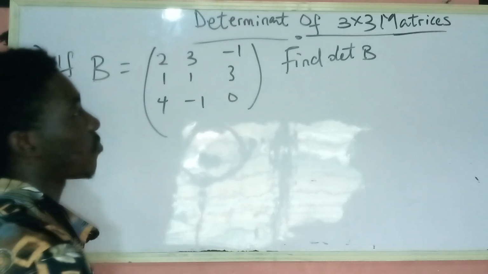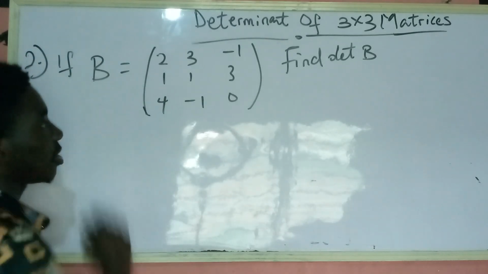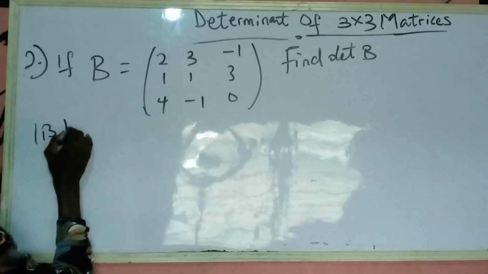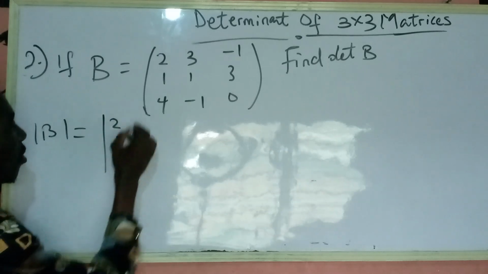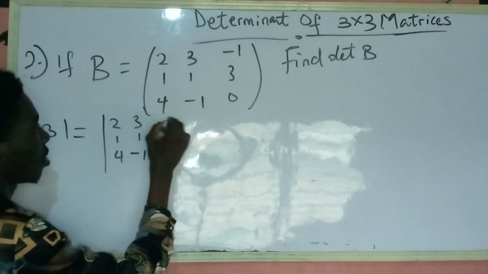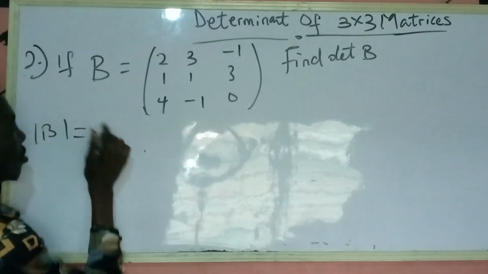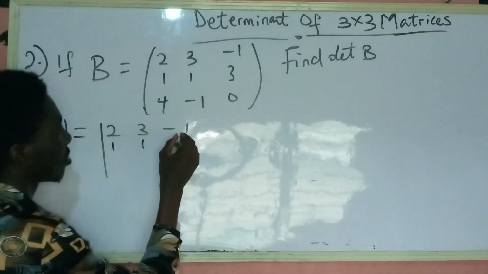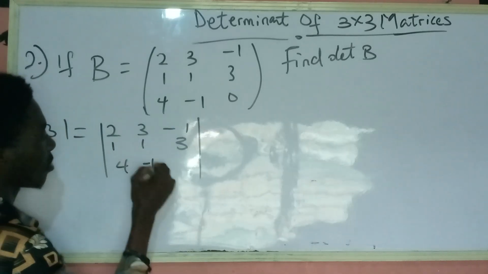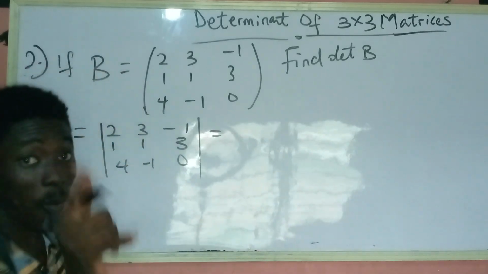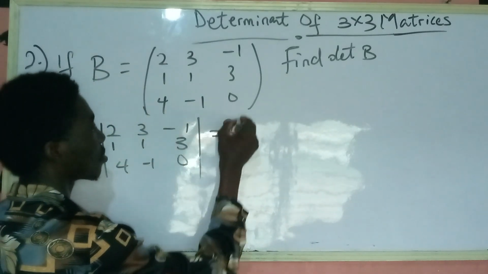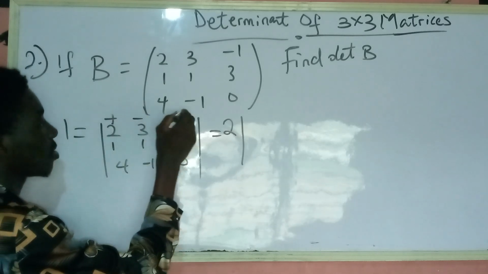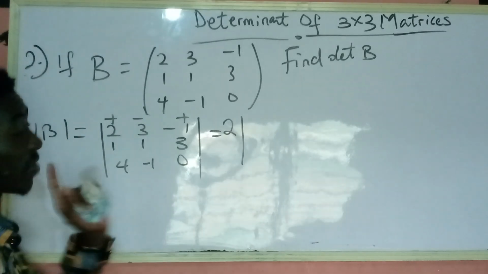We have to look for the determinant of a 3 by 3 matrix B. So we do the same steps. The determinant of B equals, let me write properly, 2, 3, minus 1; 1, 1, 3; 4, minus 1, and 0. So now, as I said, the first step is plus, minus, plus.